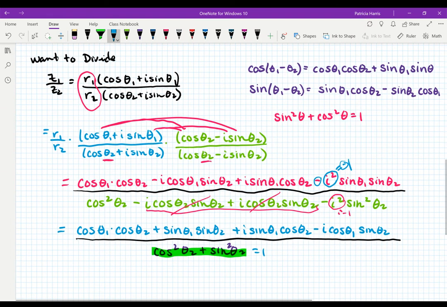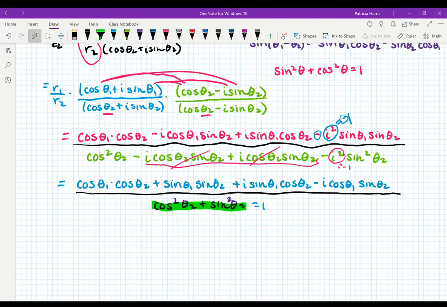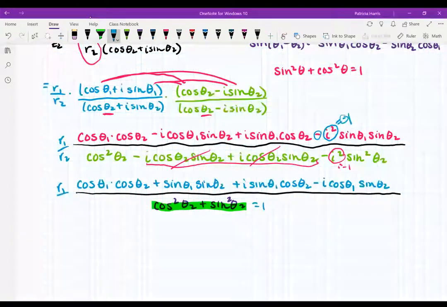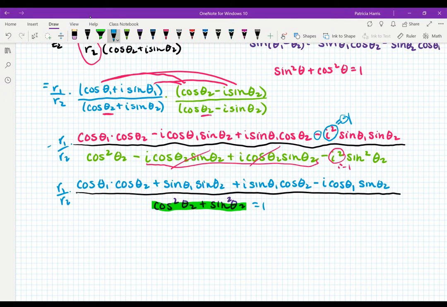Okay, so that just leaves me with the top. Okay, so r1 divided by r2. All right, here we go. I'm just going to do some rewriting, and we're going to make it pretty. Factor out that i.